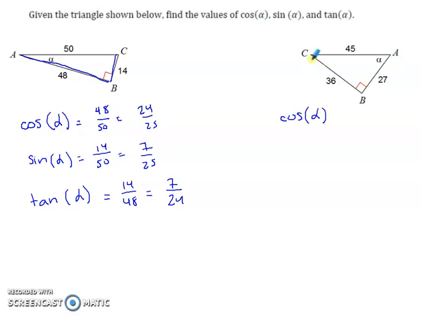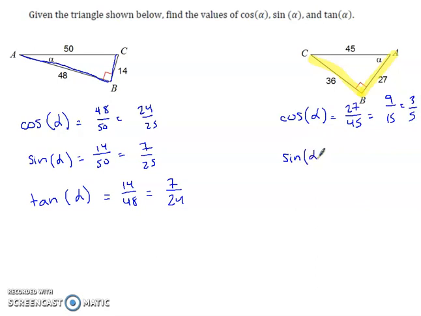I need to pick between either my 36 or my 27. Adjacent means touching, so 27 is adjacent to my alpha over the hypotenuse, which is 45. And I can reduce by 3 to get 9/15. I can even reduce one step further and all the way down to 3/5.